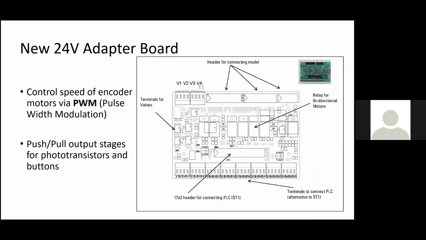The model also incorporates the newly developed 24-volt adapter boards to interface to the PLC. These, of course, ship as part of the assembled training factory and are connected to the PLC via terminals. Now, among other things, the latest generation of adapter boards allows the speed of the encoder motors to be controlled via PWM, also known as pulse width modulation. They also have push-pull output stages for phototransistors and for buttons.